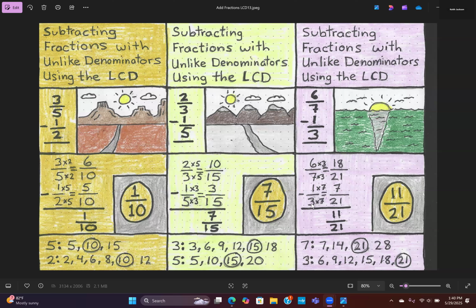All right, so we know that 3 times 7 will give us 21, while 1 times 7 will give us 7. We know that 7 times 3 will give us 21, while 6 times 3 will give us 18. And all we're going to do is subtract the numerators. And so we know that 18 minus 7 will give us 11. And so our answer is 11/21 right here as our fraction.